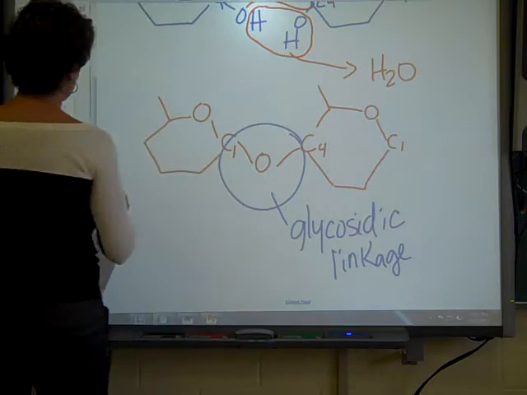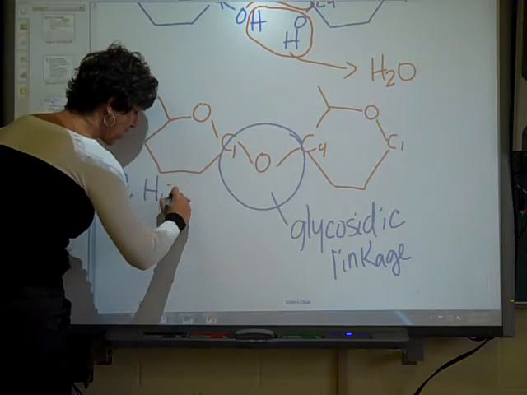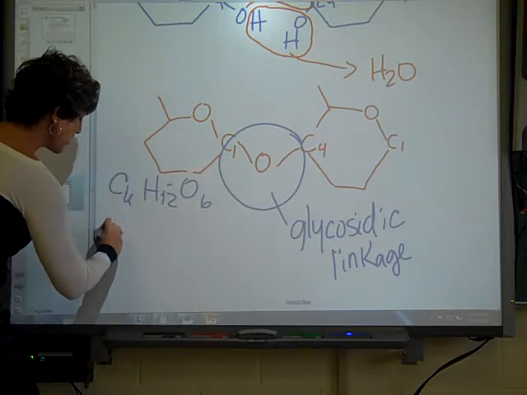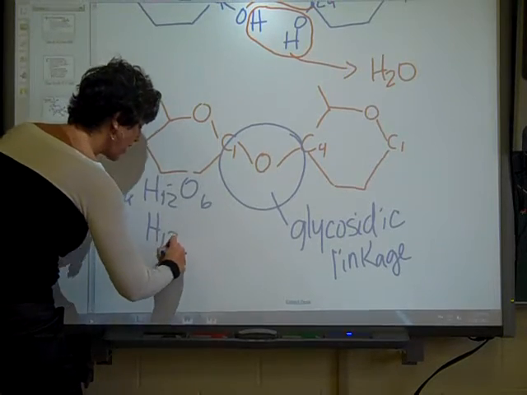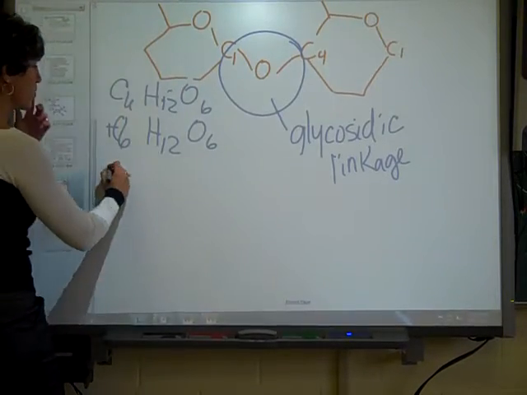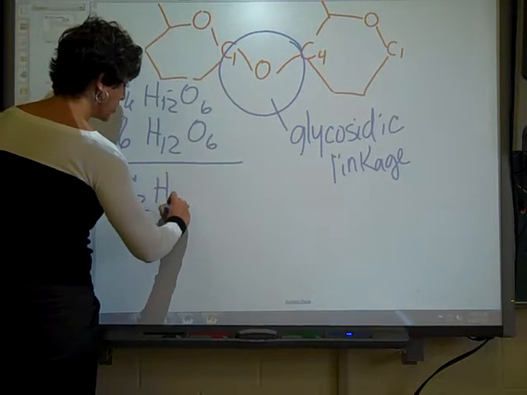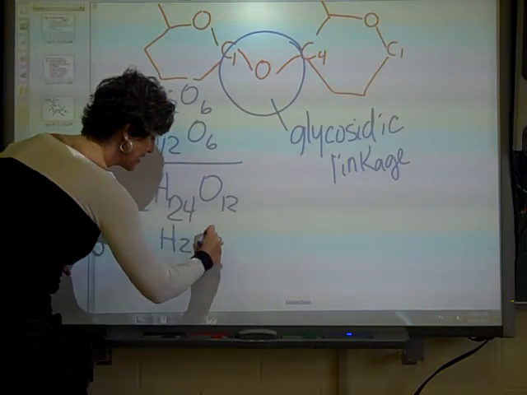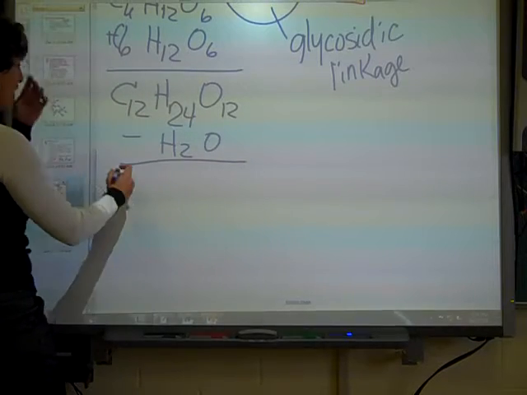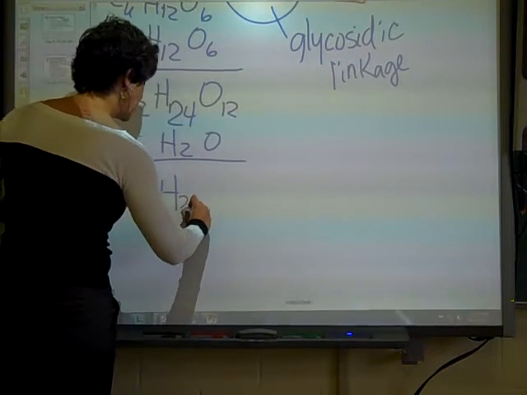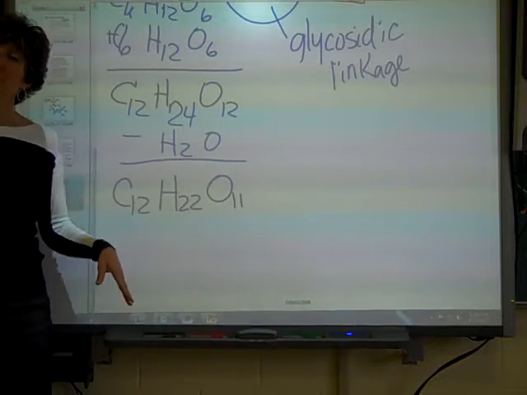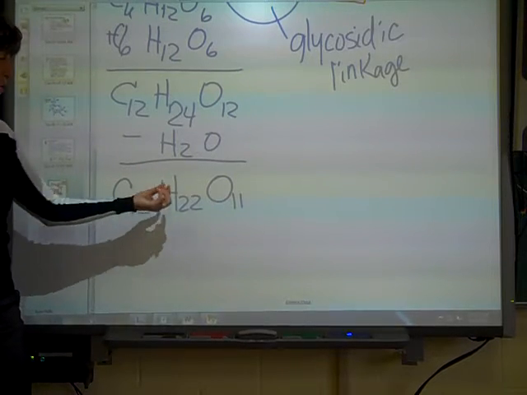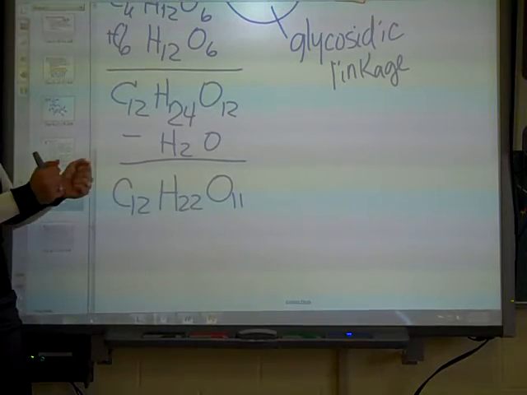So if we also look at our formula, C6H12O6 plus C6H12O6. It seems like we would have C12H24O12, but you have to subtract out the water. So minus H2O. My disaccharide will have the formula C12H22O11. So remember in the beginning how I said it's almost 1 to 2 to 1 every time? That's almost 1 to 2 to 1. The reason why it isn't perfect is because you have to remove the water when you connect the 2.